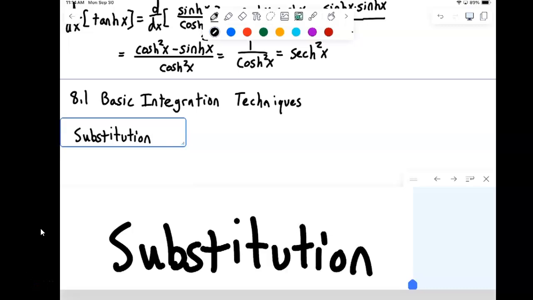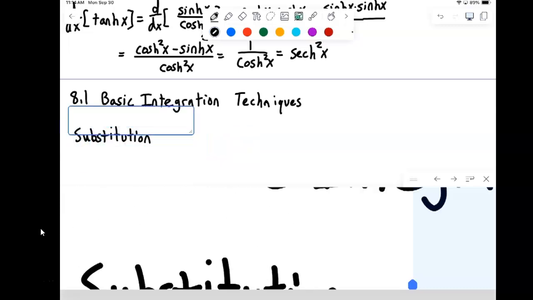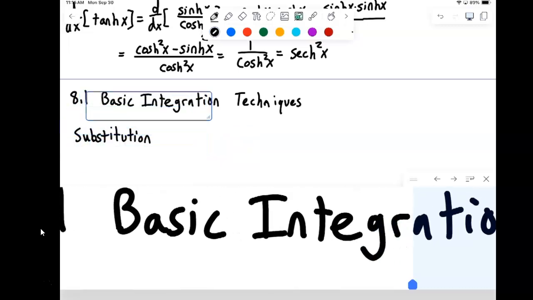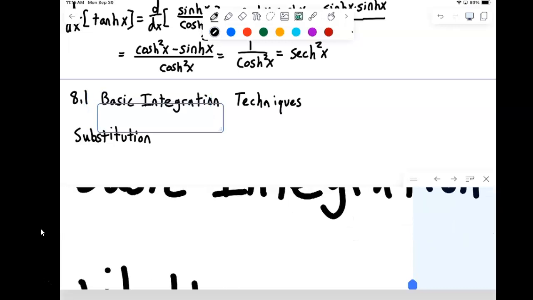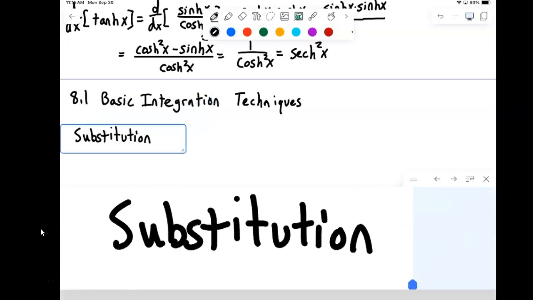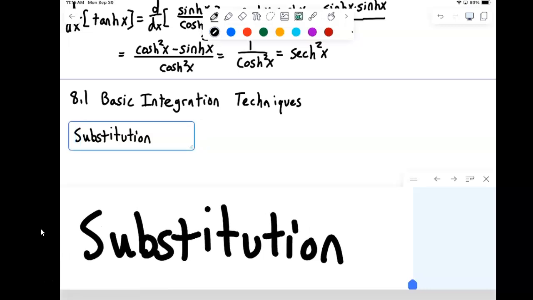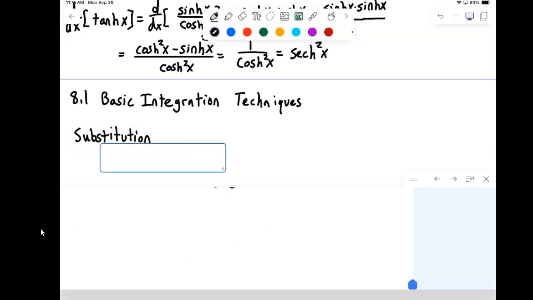Okay, so in 8.1, our focus is going to be on basic integration techniques. So we're going to be reviewing some stuff that you've done before. In fact, we began the course by looking at some examples, reviewing the substitution method. So we're going to do that pretty briefly. Then I'm going to show you some other methods that we can use for integration. So we're going to really expand on our world of integration techniques in this section and then throughout this chapter.